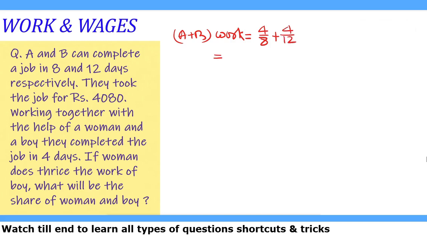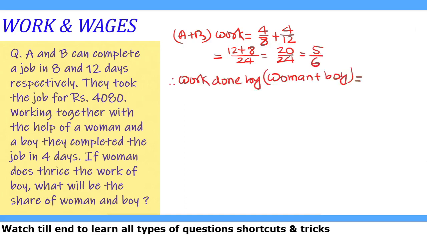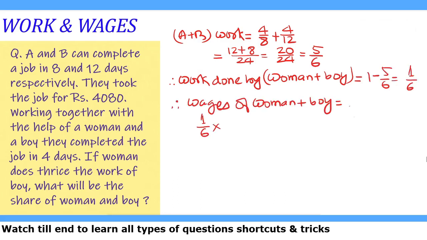So the LCM is 24. 8 divides 24 for 3 times, and 4 multiplied by 3 equal to 12, plus 12 divides 24 for 2 times, and 4 multiplied by 2 is 8. So this is equal to 20 upon 24 equal to 5 upon 6. Therefore, work done by woman plus boy equal to 1 minus 5 upon 6, which is equal to 1 upon 6. Therefore, wages of woman plus boy equal to 1 upon 6 multiplied by 4080.